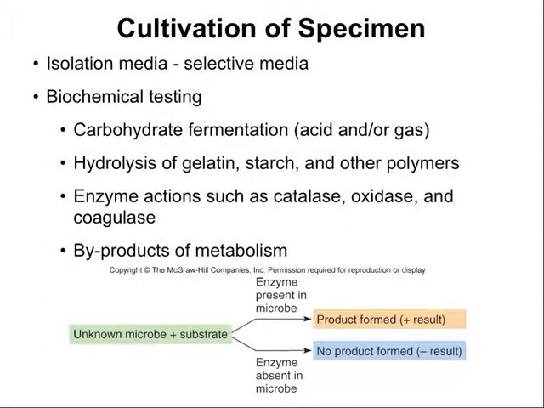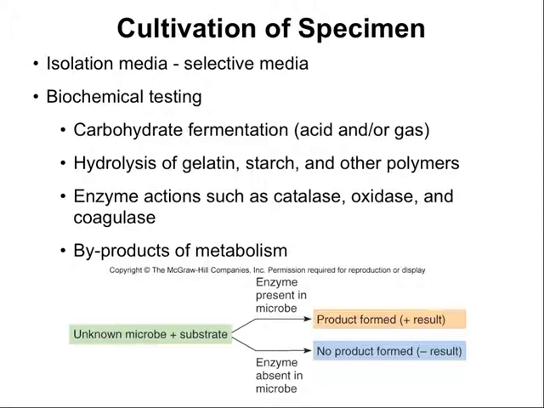We can use various means of biochemical testing, like carbohydrate fermentation. They produce acids or various gases from this fermentation process. Hydrolysis of the gelatin, starch, and other polymers within the selective media can be examined. And enzyme actions like catalase, oxidase, and coagulase can be examined. We also might be able to measure the byproducts of metabolism.